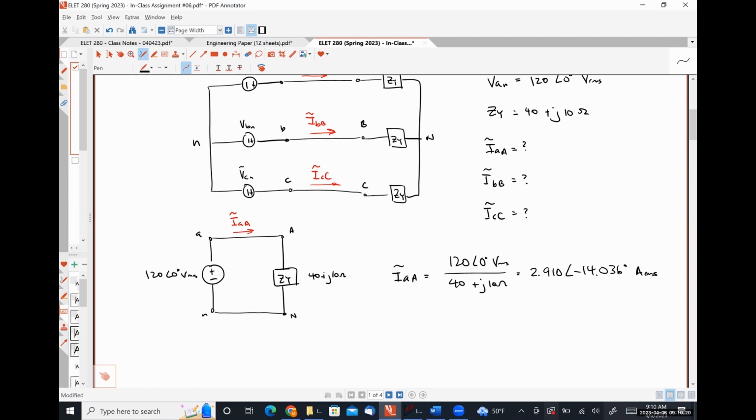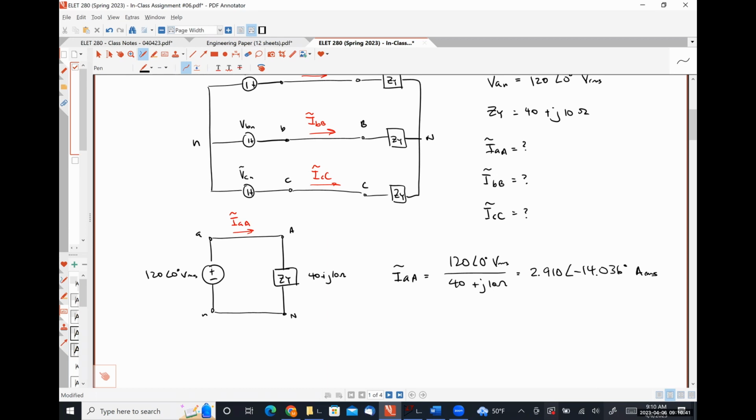Congratulations, you guys have just analyzed a three-phase circuit. It doesn't have to be difficult. I know it looks wildly complicated, but for every YY system, you can literally break it down into a simple equivalent circuit like this that you guys have been able to analyze for weeks at this point.